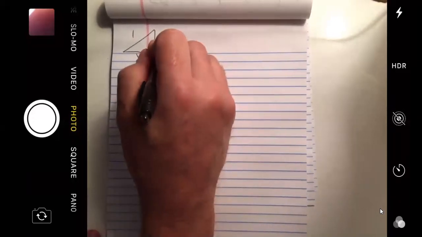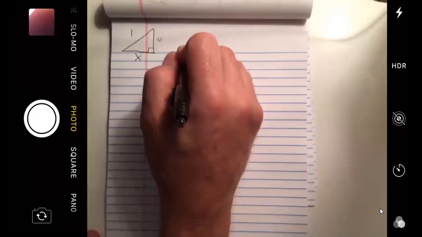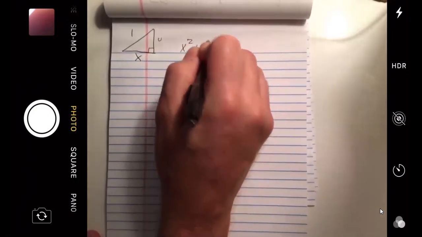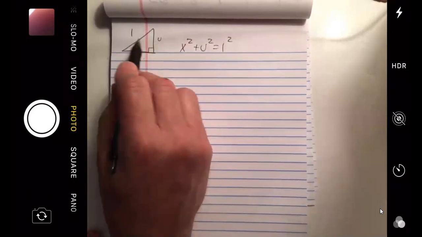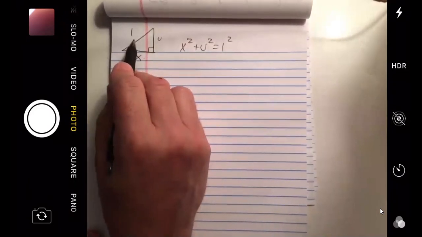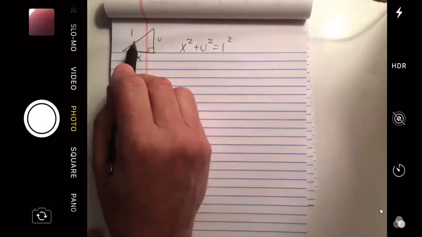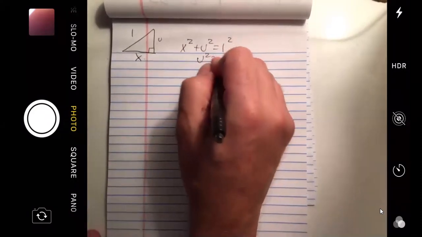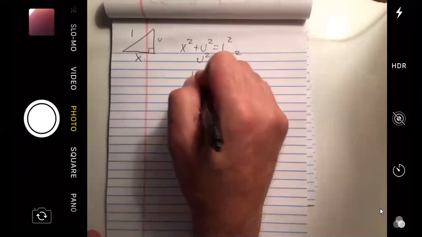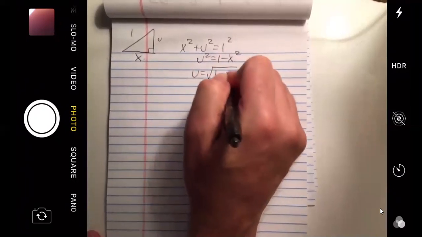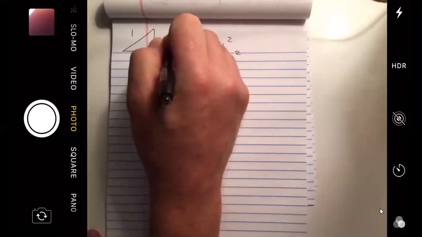We'll just call it U for an unknown. X squared plus U squared would equal 1 squared. You know, Pythagorean theorem, leg squared plus leg squared is hypotenuse squared. Your U squared would be 1 minus X squared. And your U would be the square root of 1 minus X squared. This ring a bell?